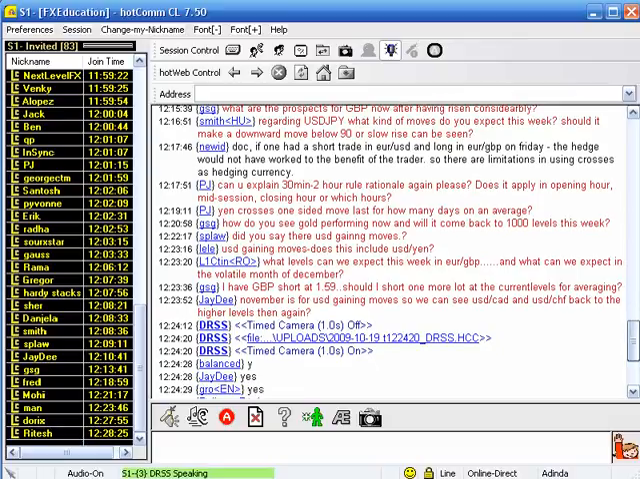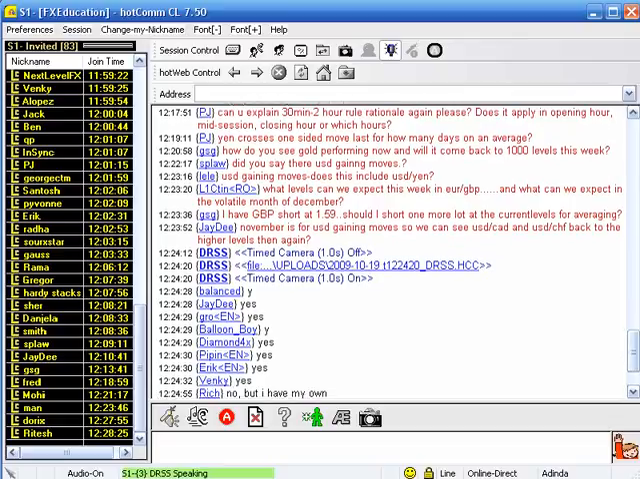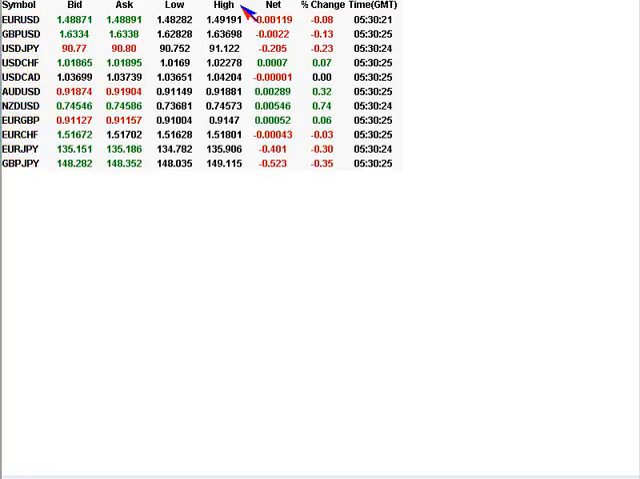Okay, can you explain the 30 minutes, 2 hours rule? Does it apply to the opening hour, mid-session? Okay. What is the 30 minutes rule? Whenever a move happens in the market, you have to watch it for 30 minutes. It is like our emotions. Suppose you get very angry, your anger cannot sustain for a long time. You might be shouting against somebody for a maximum period of 30 minutes. Beyond that, the anger will subside.